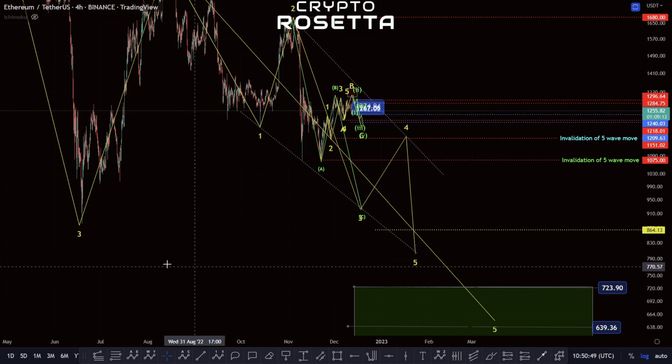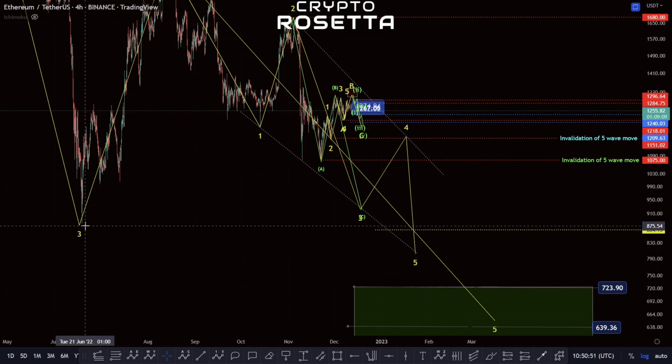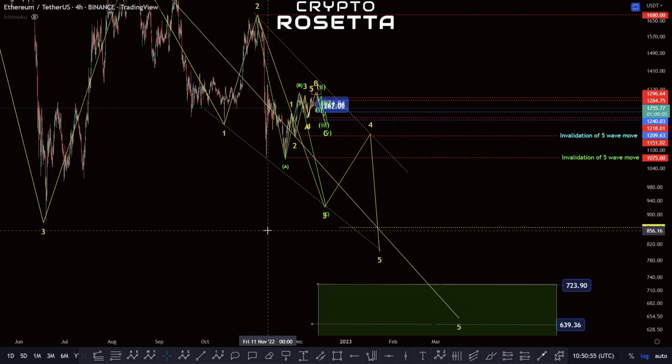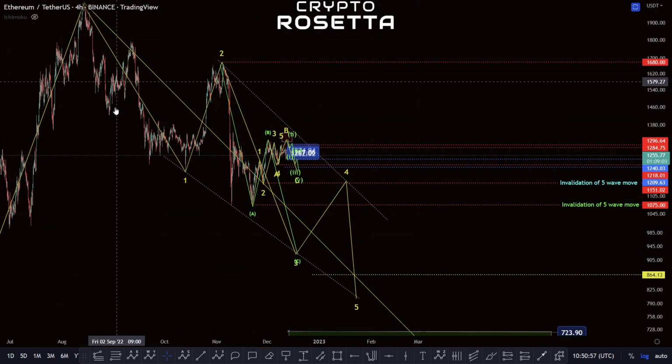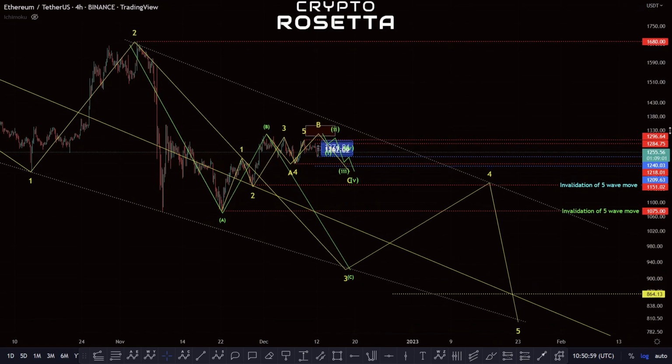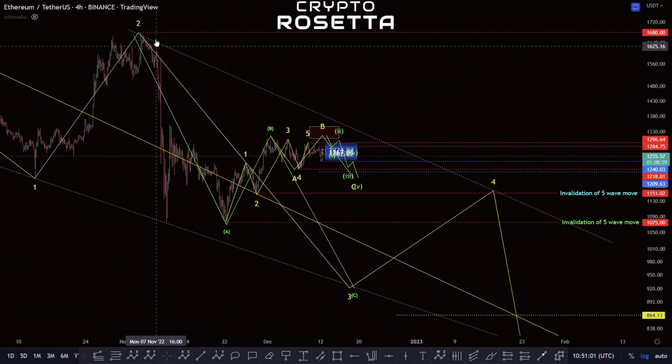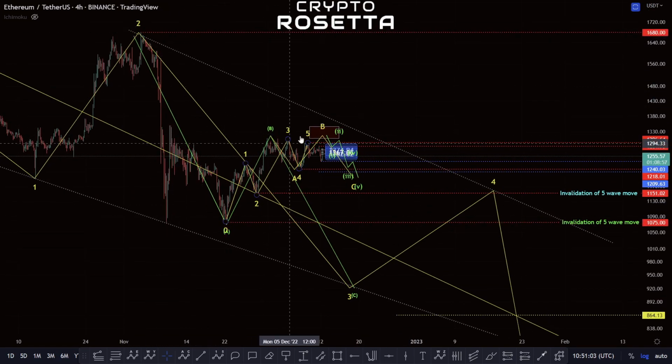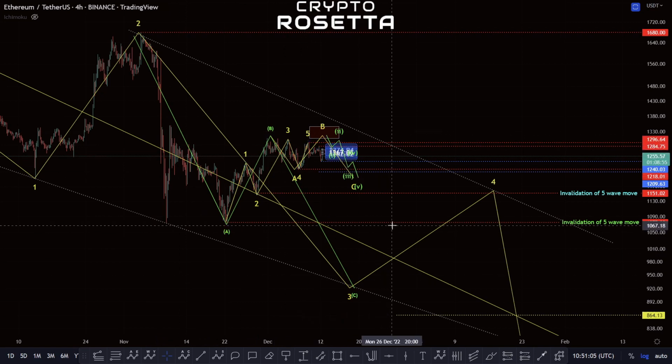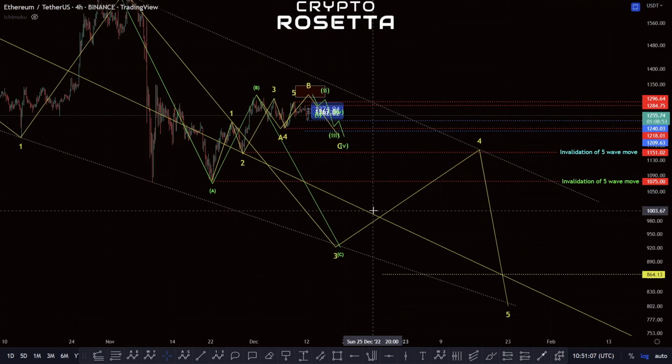Ideally we'd want to break this wave 3 low, though it can happen where we don't do that. So until we start to get confirmation about moving back above these high points, we just have to bear in mind that this could reject from this point and we could look to move to the downside. So that's just something we need to be aware of.